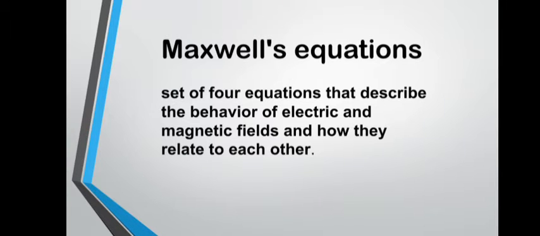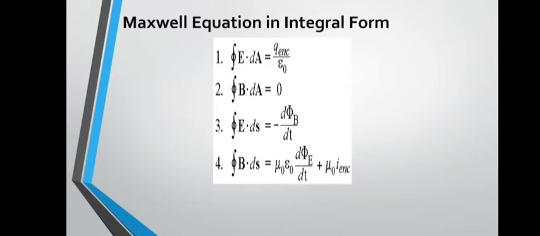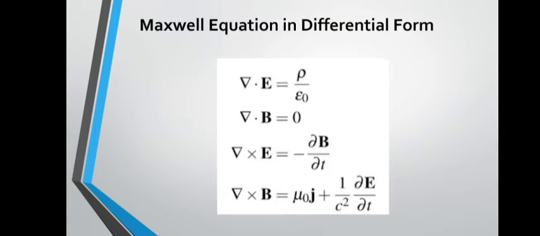Maxwell equations consist of a set of four equations that describe the behavior of electric and magnetic fields and how they relate to each other. There are four equations in integral form. The most used form is Maxwell equations in differential form. Now let's take a closer look at each of Maxwell's equations.